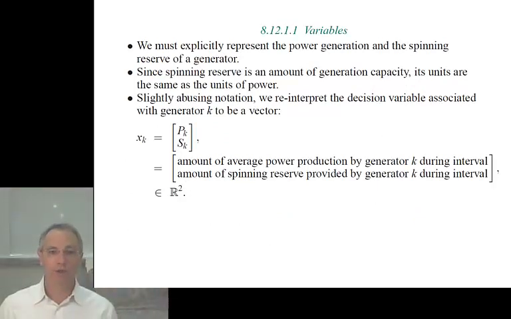In order to do that, as always, we need to define our variables. We must explicitly represent the power generation, and in this case, the spinning reserve of a generator. Spinning reserve is an amount of generation capacity that is kept back from using for energy, so its units are the same as units of power. Slightly abusing our earlier notation, I'm going to reinterpret the decision variable xk that's associated with generator k to be a vector. So xk now is going to be a vector consisting of pk and sk. pk is the amount of average power produced by generator k during the interval. sk is the amount of spinning reserve provided by generator k during the interval.